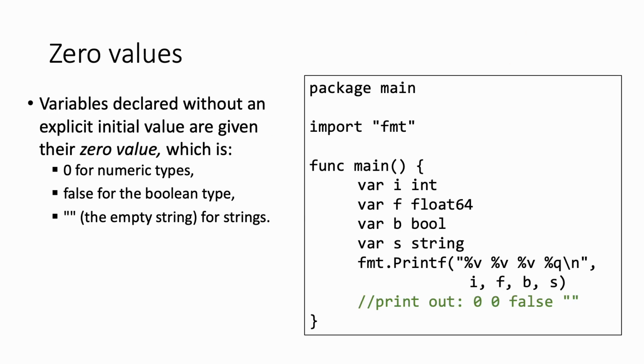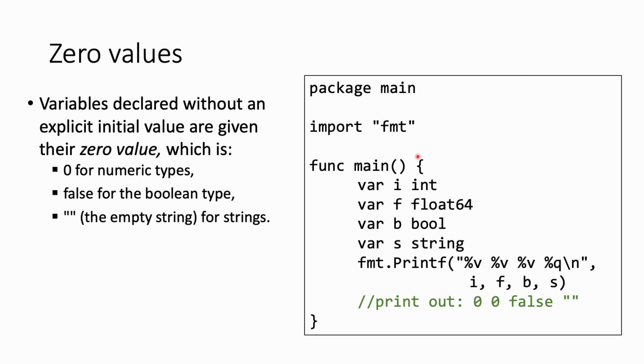When you declare a variable without providing an explicit initial value, then by default, the variable will be initialized with the zero value of its type. The zero value for a numeric type such as int or complex128 is 0. The zero value for the bool or boolean type is false, and the zero value for the string type is the empty string, which is written as a pair of double quotes with nothing in between.